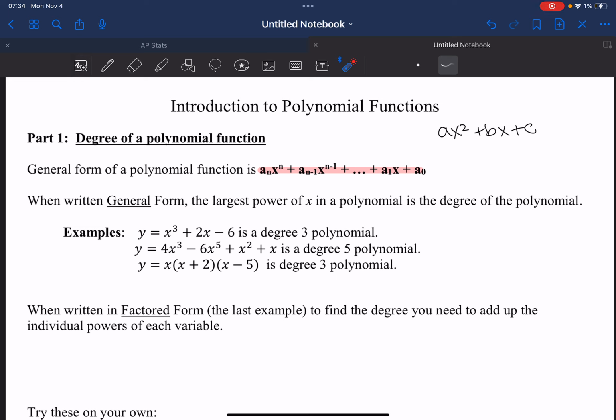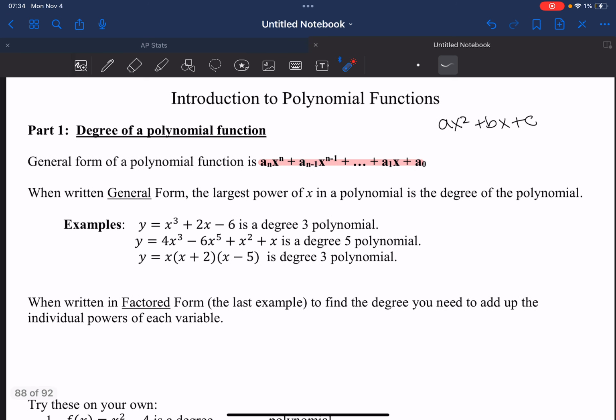a to the 0. Okay. When written in general form, the largest power of x is the degree. Okay, the largest power of x is the degree. So in the examples below, we have a cubic function, x cubed plus 2x minus 6, which means that the degree is 3, because 3 is the highest exponent attached to the x. For the second one, we have y is equal to 4x cubed minus 6x to the 5th plus x squared plus x, which means this degree is 5 because our highest exponent attached to an x is a 5.